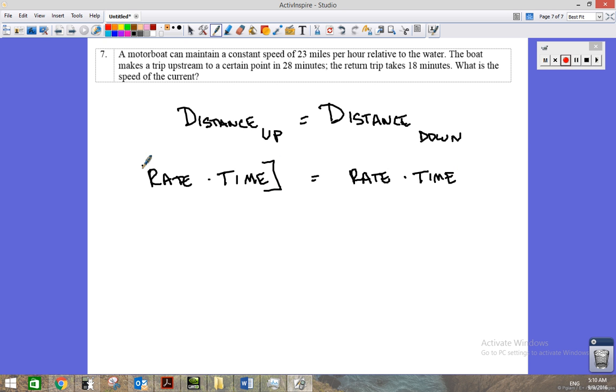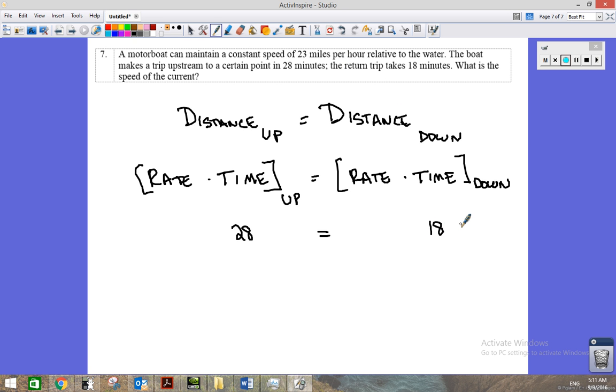So we're interested in returning to the problem and determining if it gives us the rate when you're traveling upstream and if we can figure out the time that it travels upstream. When we go back to the problem, can we figure the rate that it's traveling downstream, and can we figure the time that it's traveling downstream? Well, it tells us the rates. No, it doesn't. It tells us the times. The boat traveled upstream, and it took 28 minutes. Downstream, it took 18 minutes.